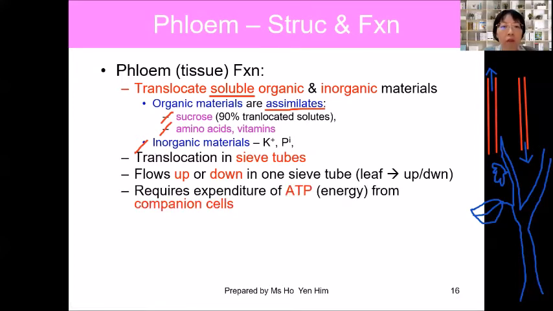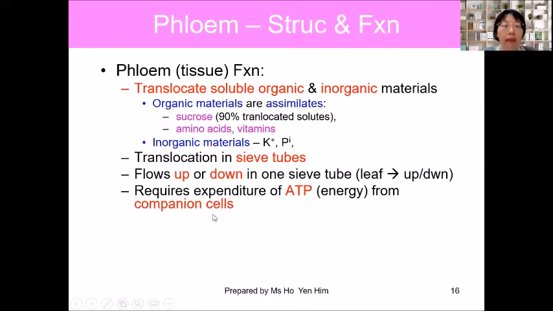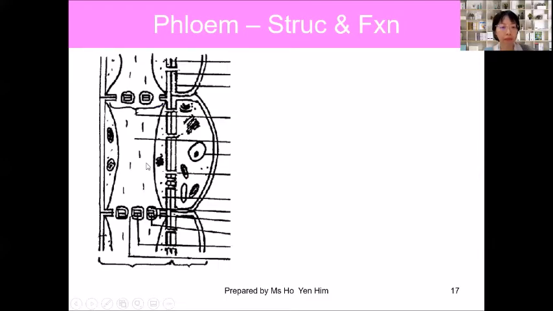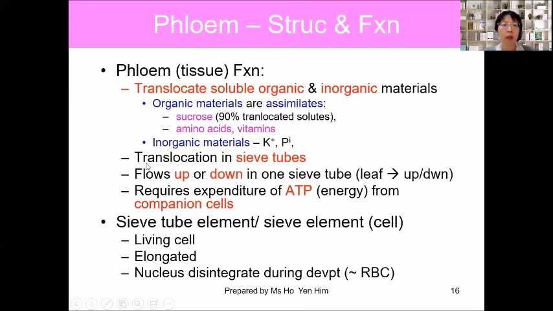So the transport of the materials in the phloem sieve tube requires ATP that is produced by the companion cell. So that's why the companion cell is always found beside the sieve tube element, because they supply ATP for the translocation process in the sieve tube element. Okay, what is this one here?